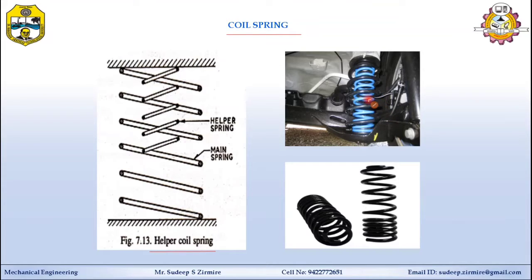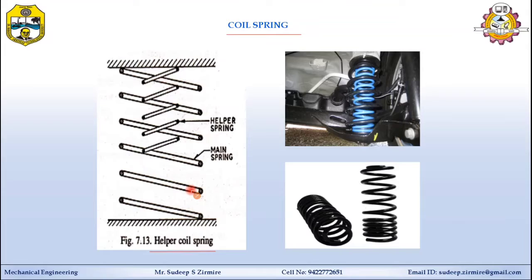So friends, these coil springs are used mainly for the independent suspension system, and the conventional suspension system generally uses the leaf spring. Then the advantages of this coil spring: the energy stored per unit volume is almost double as compared to the leaf spring. Second, there is no squeaking sound like the leaf spring in the case of the coil spring, and it requires less space as compared to the leaf spring.